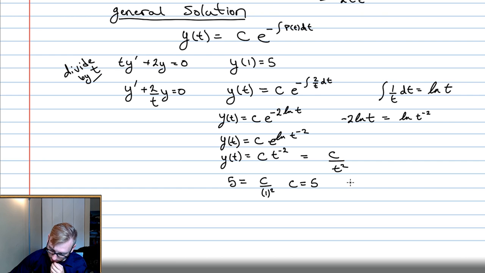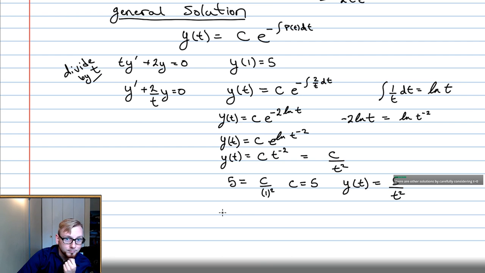Anyways, I'm just gonna finish. y of t is equal to 5 over t squared, by carefully considering t equals 0.